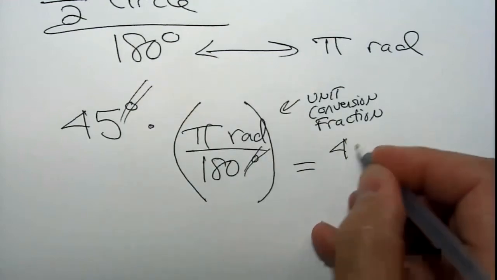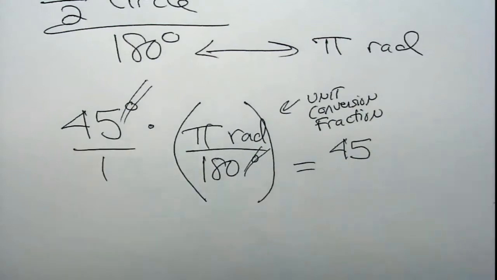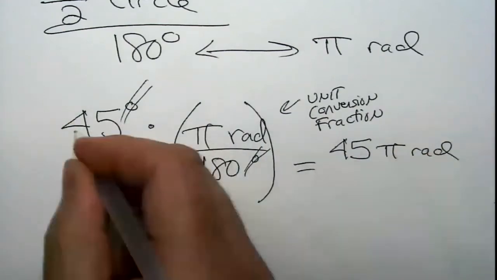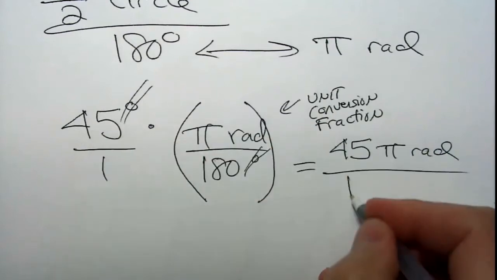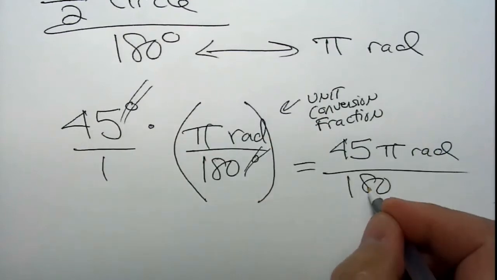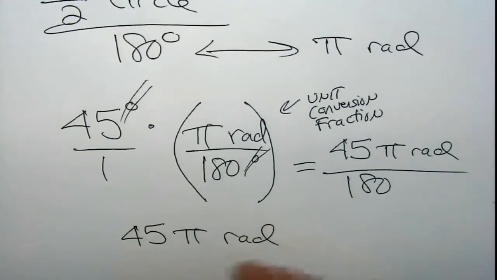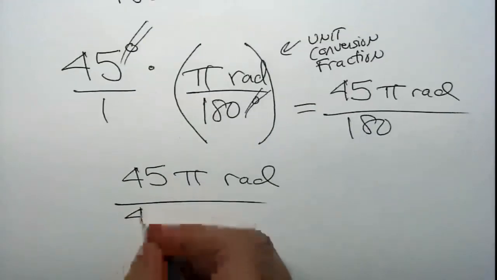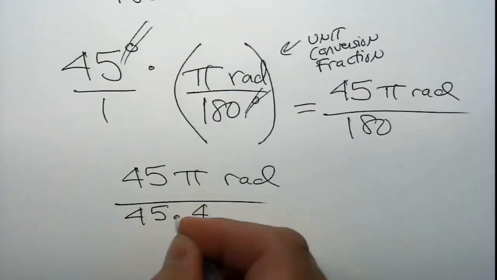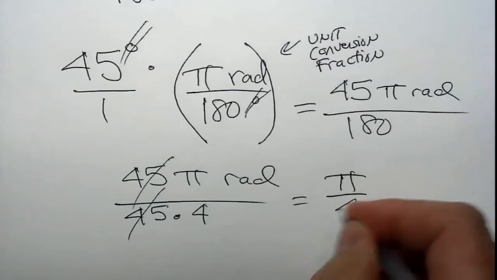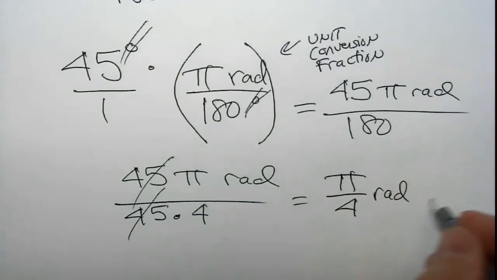I want you to reduce this fraction. By the way, this is the same as 45 over 1. You multiply across. Multiply straight across, multiply straight across. There's no more degrees. But take a look at that 180 down there. 180 is 45 times 4. So, how many radians in 45 degrees? There are pi over 4 radians.